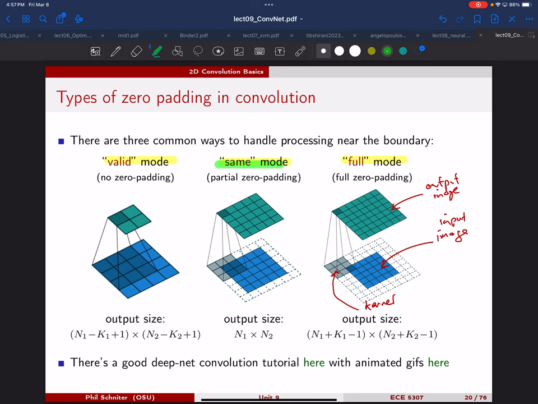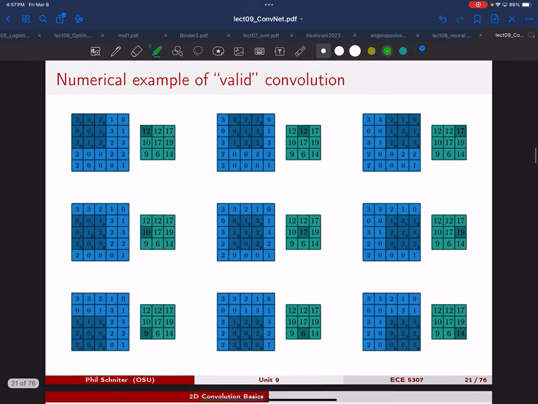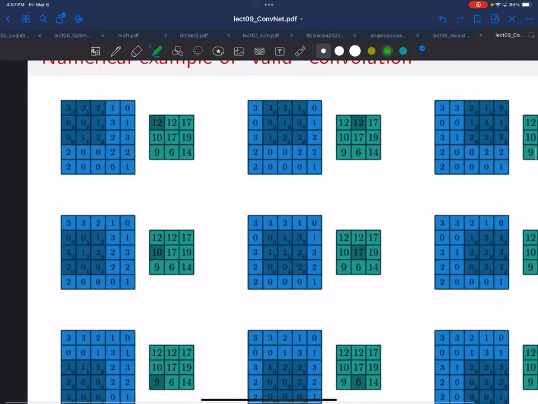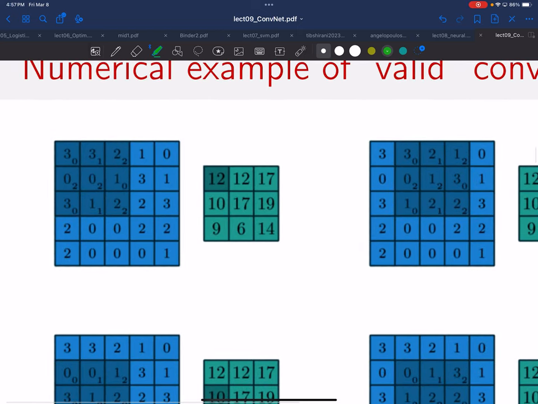Yeah. So, okay. So any questions on these? Okay. So, these are just some examples of the details of it. If you want to see with numbers, the big digits here are the underlying image, and the kernel are these little ones.